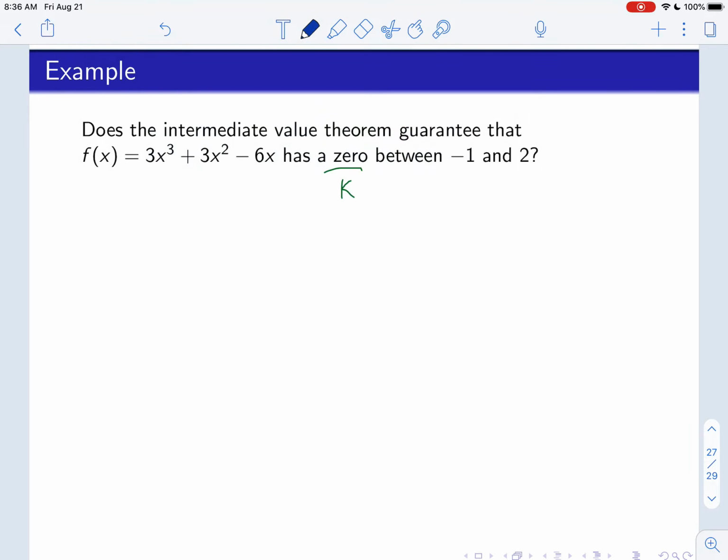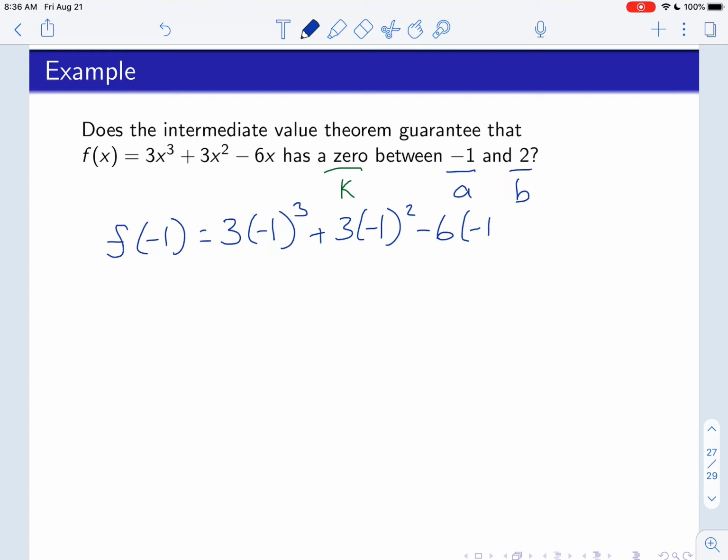And I want to know about between -1 and 2. So this is going to be a, and this is going to be b. So I need to find f of -1. So that's going to be 3 times -1 to the third plus 3 times -1 squared minus 6 times -1. And when I put all of that together, I get 6 in my calculator.